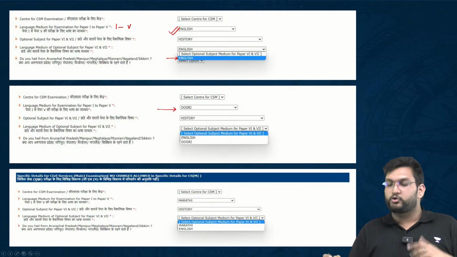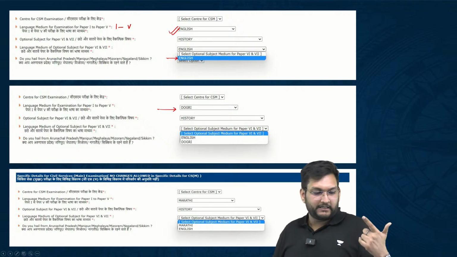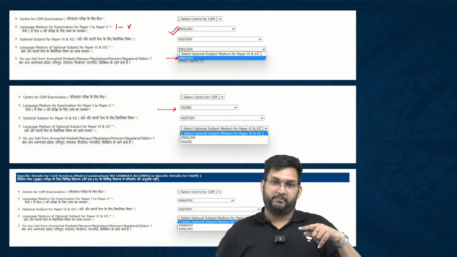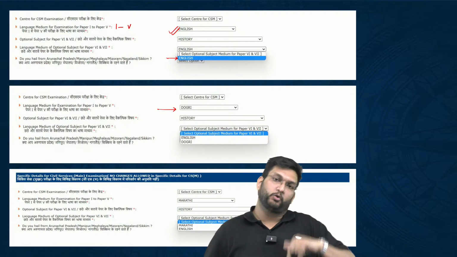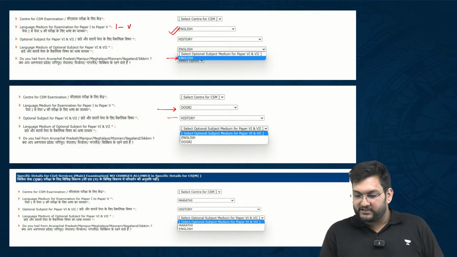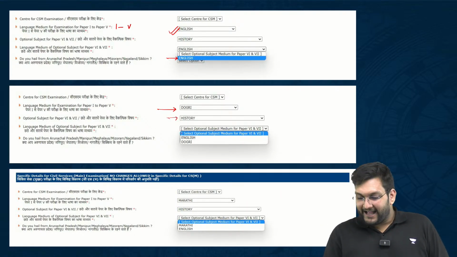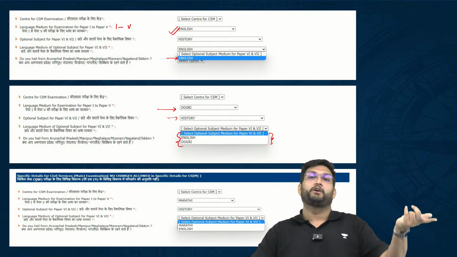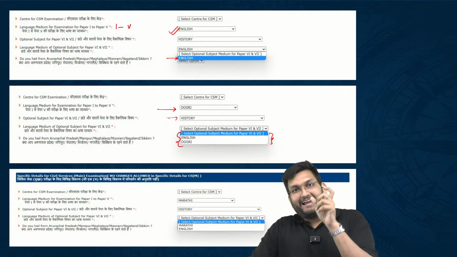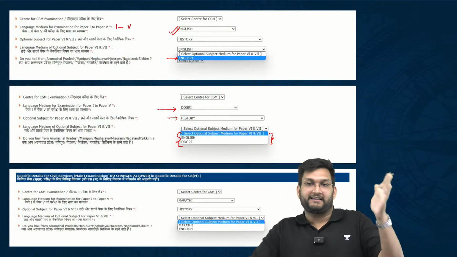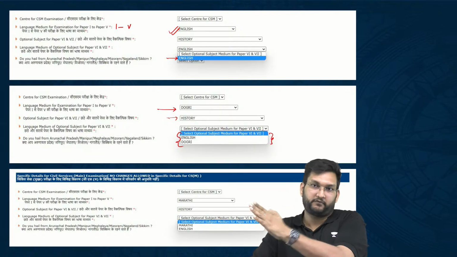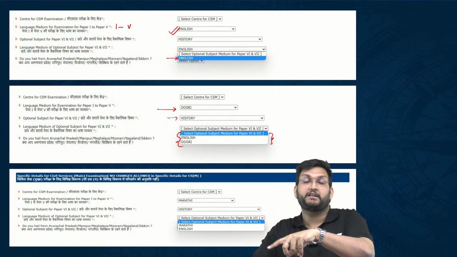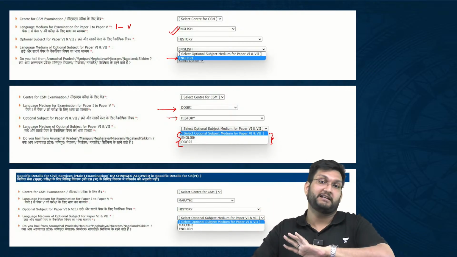However, what if I chose Dogri? That I am going to write my first to 5th paper, which is essay plus GS papers in Dogri. Then I chose history as my optional. Then I will have 2 options here. Either English or Dogri. Means that I can write my essay plus GS papers 1, 2, 3 and 4 in Dogri, but I can write history optional in English.